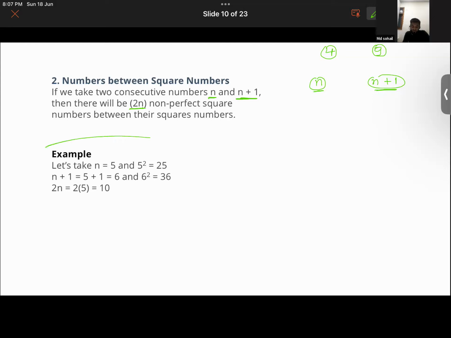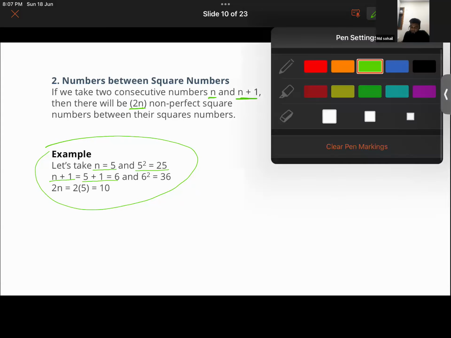Let's take an example here. Let's say n is 5 here. So 5 square equals 25. All right, that is my first square number. And what will n plus 1 be? n plus 1 will be 5 plus 1, that is 6.